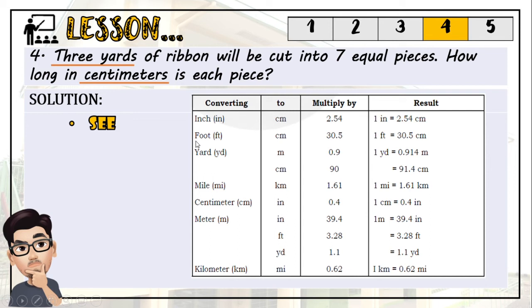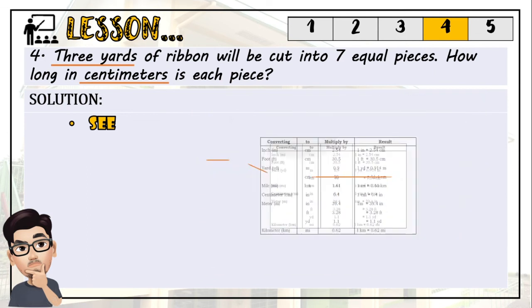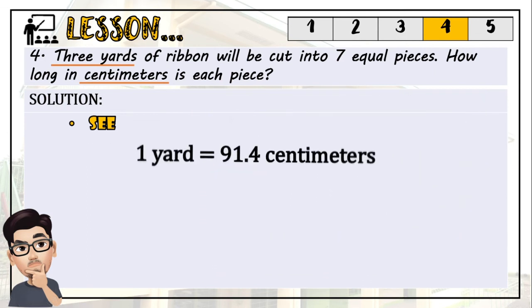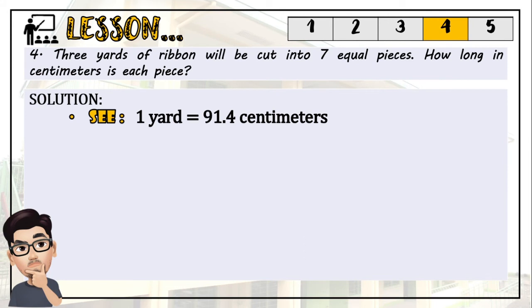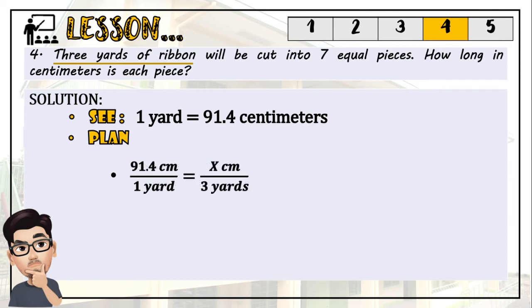So to convert that, let's see what's in our conversion table. 1 yard is equal to 91.4 centimeters. Let's take note of that. 1 yard is equal to 91.4 centimeters. We're going to use that later on. Now let's plan what we're going to do. We need to convert the 3 yards of ribbon into centimeters. Now we will use this in our execution stage. Then after converting that, we need to divide it into 7 equal pieces, right?